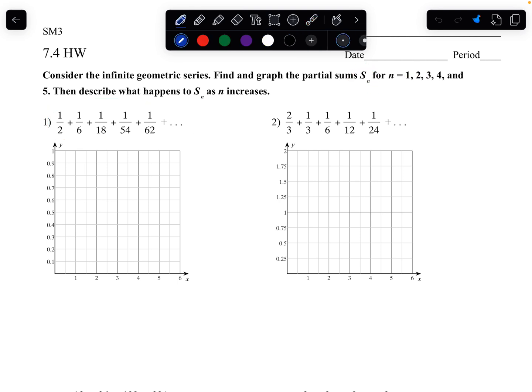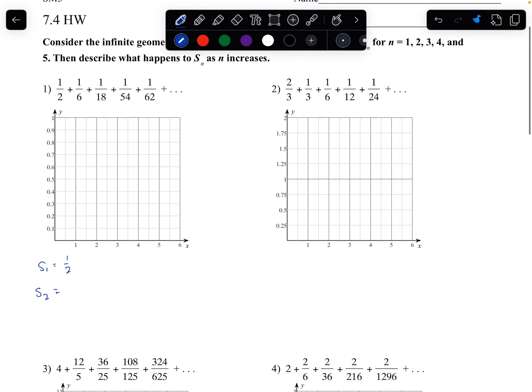So S sub 1 would be equal to the first term, which would be 1/2. S sub 2 would be equal to 1/2 plus 1/6. So if you don't want to use fractions, 0.5 plus 1/6, and I get 2/3. Sorry, I saw it in the calculator and it's 0.6667 repeating, so then it's just 2/3.